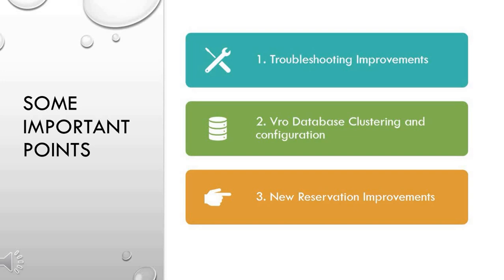Second, vRO database clustering configuration. The external vRO virtual appliance has been updated in 7.5. You can no longer upgrade to the orchestrator appliance. You can only migrate to the embedded one provided with vRA or to another vRO 7.5 virtual appliance. A new migration wizard that is available in the VAMI enables migration from external vRO to the embedded vRO deployed with vRA.